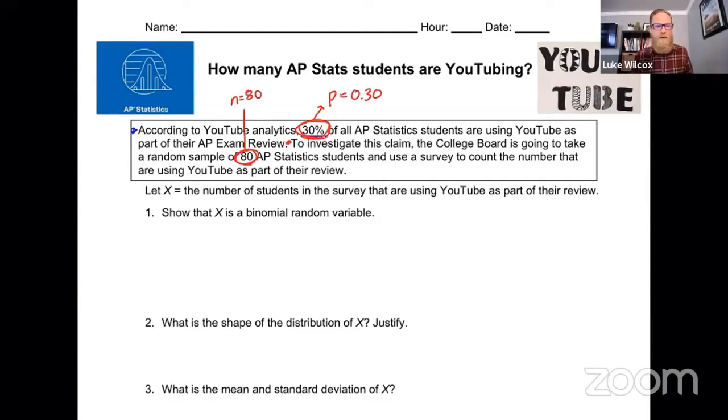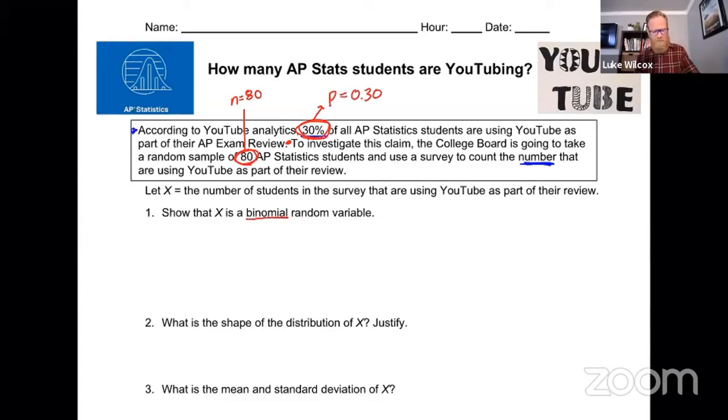And then use a survey to count the number, this is important, the number that are using YouTube as part of their review. So let X equal the number of students in the survey that are using YouTube as part of their review. So the College Board is going to reach out to 80 students, get their survey results, and count up the number out of those 80 students, how many of them are using these YouTube videos as part of their exam review. So question number 1 says to show that X is a binomial random variable.